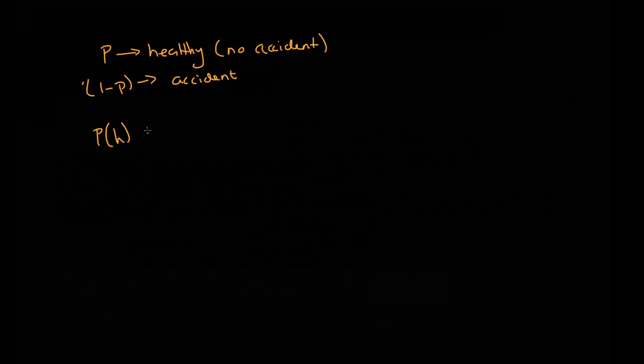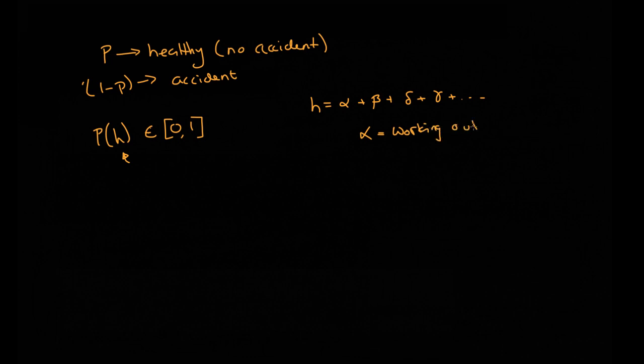And the range of P is going to be between 0 and 1 inclusive. So P is going to be some function, like a probability distribution function or something, that spits out a value between 0 and 1 that will change depending on this h parameter. And then h itself could be a function of whatever you want it to be. You could write down the whole Greek alphabet and then just say alpha is working out and beta is eating healthy.